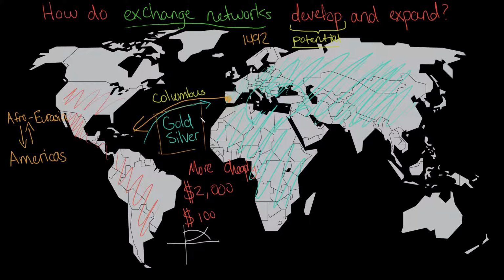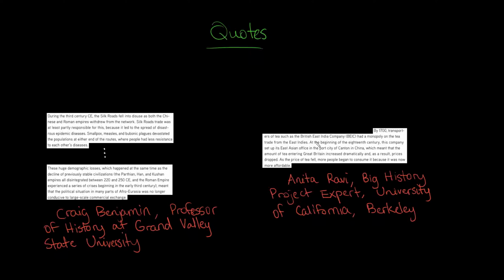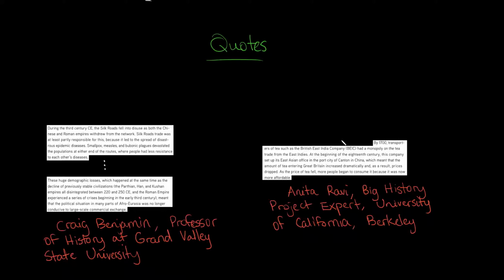Eventually, so much silver was sent back, just taking silver as an example, that the value went down. But the whole idea is that there's the potential that gets the initial infrastructure of the exchange network. And once the potential has been realized, there are real infrastructure gains that cause the exchange network to start to really expand. And I have a quote here, if we're reading the quote on the right here, by Anita Ravi, who is a Big History Project expert at the University of California, Berkeley.